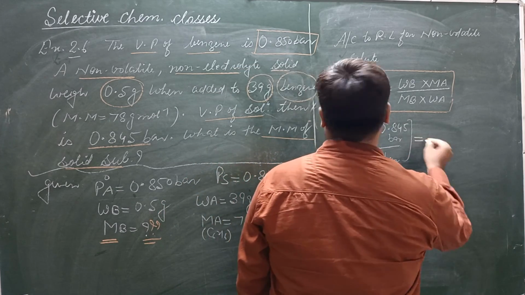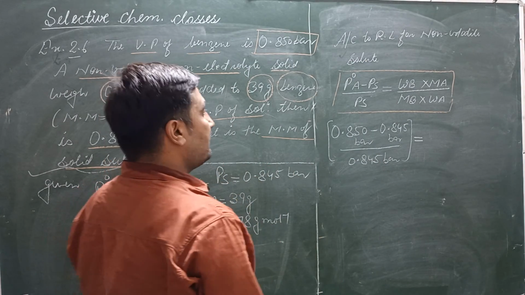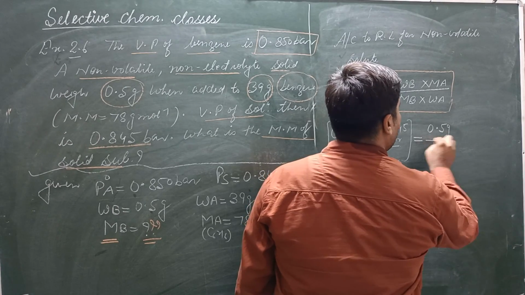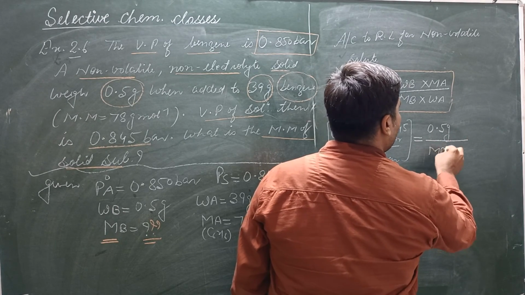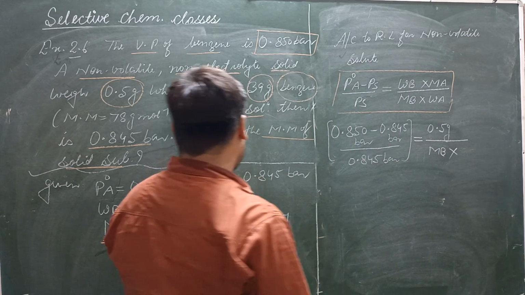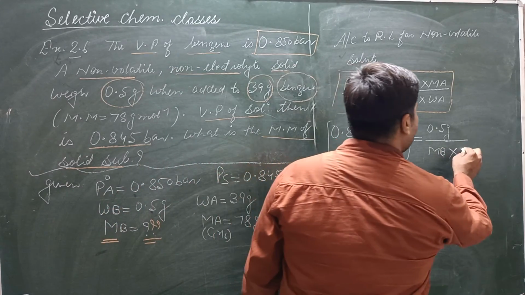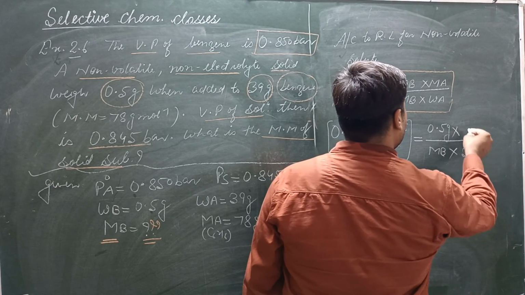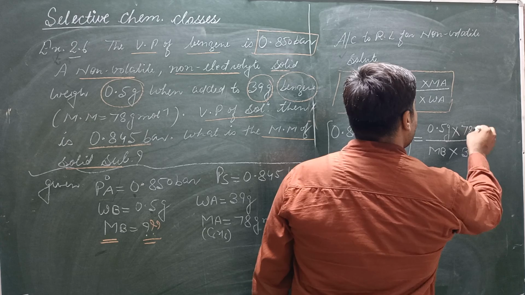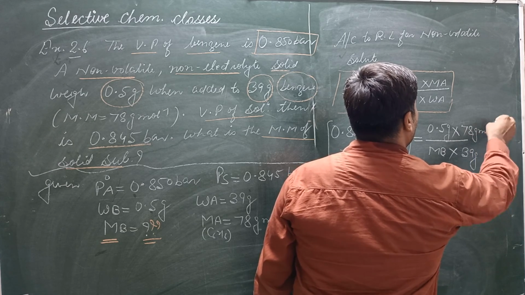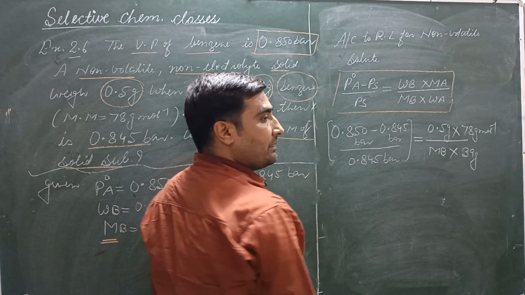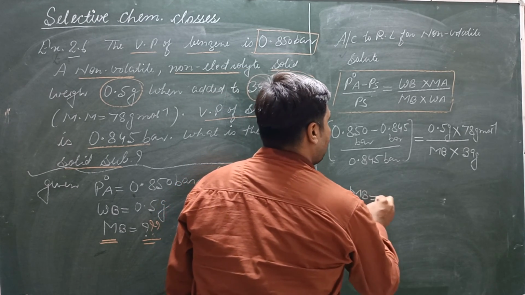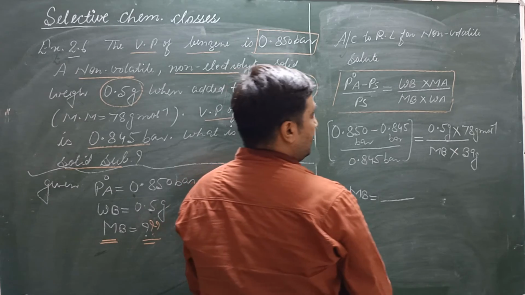It will be equal to WB, which is given as 0.5 gram, divided by MB, which we are to find out, into WA, which is 39 gram, and the solvent given is benzene, 78 gram per mole. And finally we find the answer MB, which will be in gram per mole.